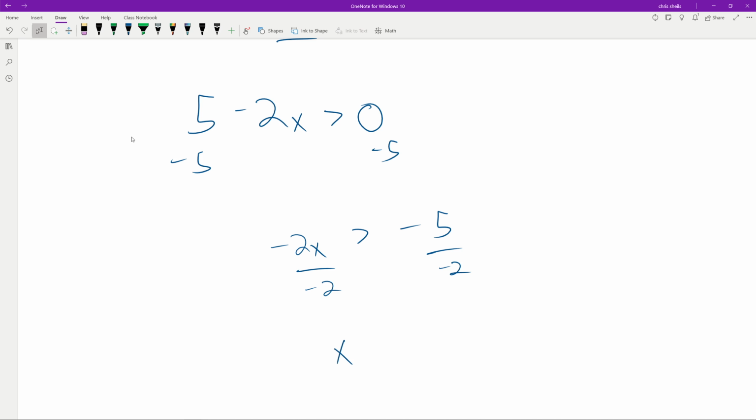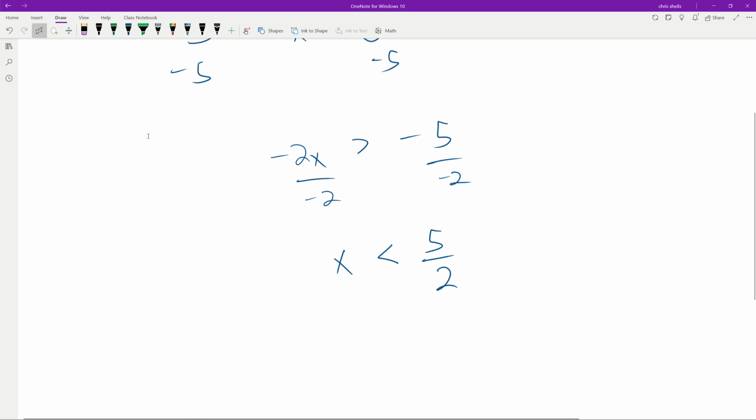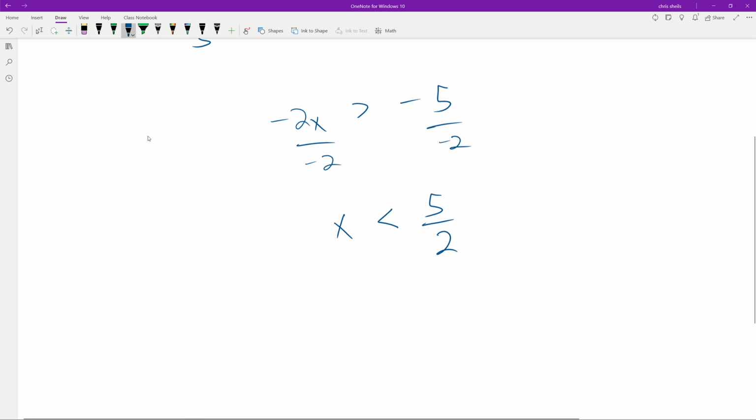Because I divided both sides by a negative number, I have to change the direction of my inequality. So instead of x is greater than, this is now x is less than negative 5 divided by negative 2, which is the same thing as positive 5 divided by positive 2. So this is x is less than 5 halves. And this is a perfectly acceptable answer. Or in interval notation, we could say negative infinity to 5 halves, parentheses on both ends here.